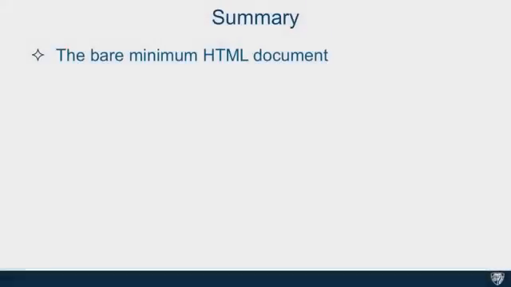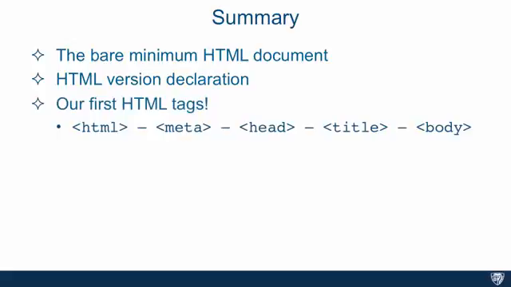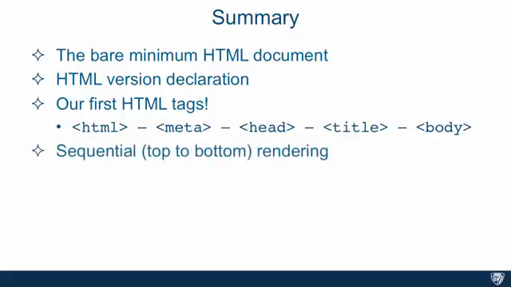In summary, we went over the bare minimum HTML document, plus we added some. We went over the HTML version declaration, and remember, we always have to use it, otherwise the browser will be put into quirks mode and some things will break. Our first HTML tags: we used html, meta, head, title, body, and actually threw in a paragraph tag as well. We went over the fact that HTML is rendered by the browser sequentially, meaning top to bottom. Next, we're going to talk about HTML content models.